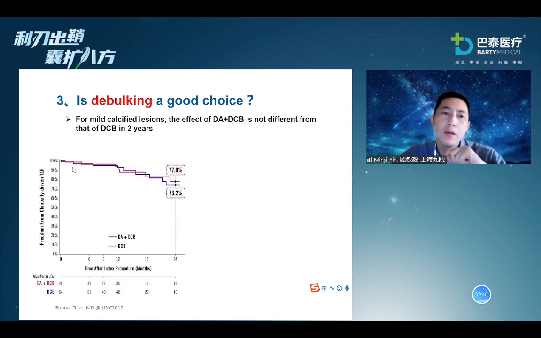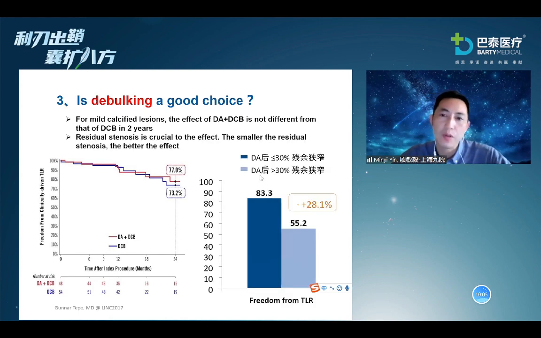And for debulking, sometimes for the mild calcified plaque, we also do debulking. Actually, from the study results, for the mild calcification, debulking plus DCB compared with DCB alone, actually no difference. For the moderate to severe calcified lesion, debulking can play a better role. And how can we use it better?